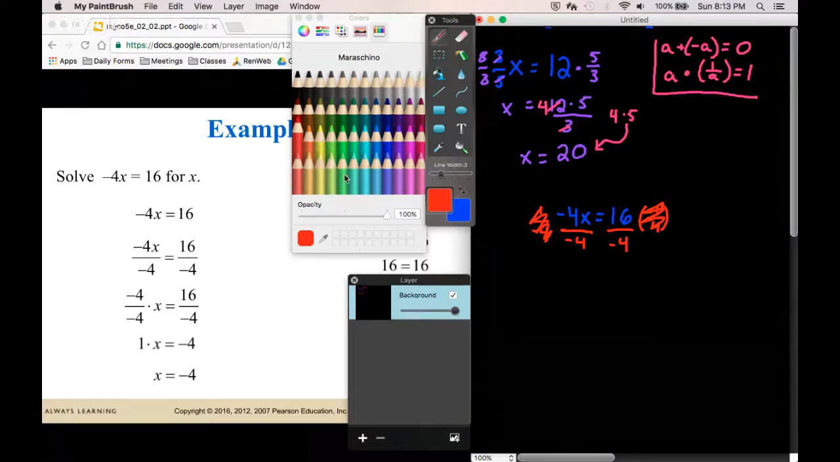The reason why this works better for my brain is if you look at that, it's very simple to see that it crosses out. 4 goes into 16 4 times. You have a negative that you have to keep in there. So your solution to this is going to be negative 4 equals x. So negative 4x equals 16. Divide both sides by the negative 4, and you'll get x equals negative 4.